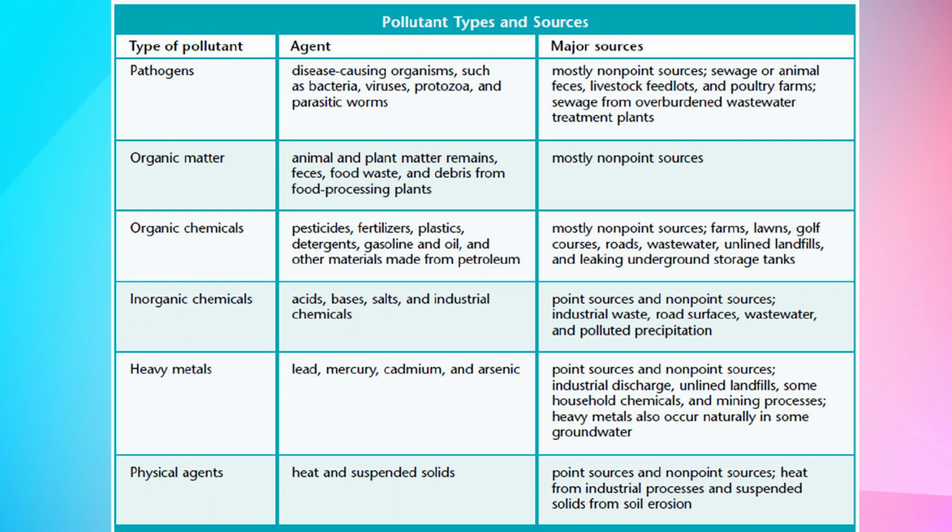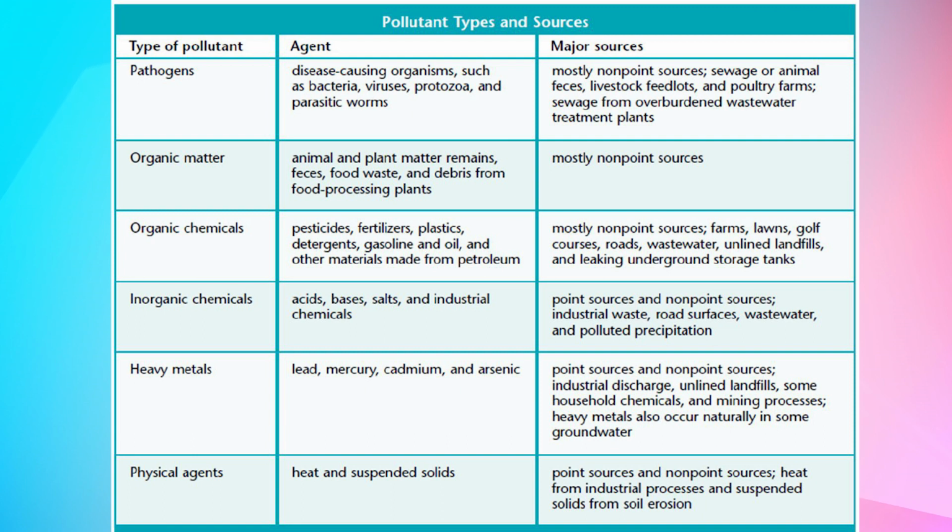Now the agents and the major sources for these different types of pollutants. For example, first we will take pathogens. In this, the main agents are bacteria, viruses, protozoa and parasitic worms, whereas the sources are non-point sources, for example sewage, livestock, poultry farms, and sewage from overburdened wastewater treatment plants. Number two type of pollutant is organic matter, where the agents are animal and plant matter remains, and the sources are non-point sources.